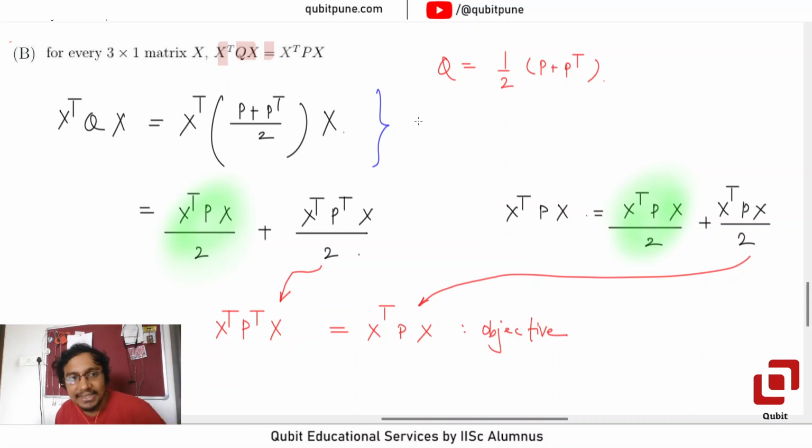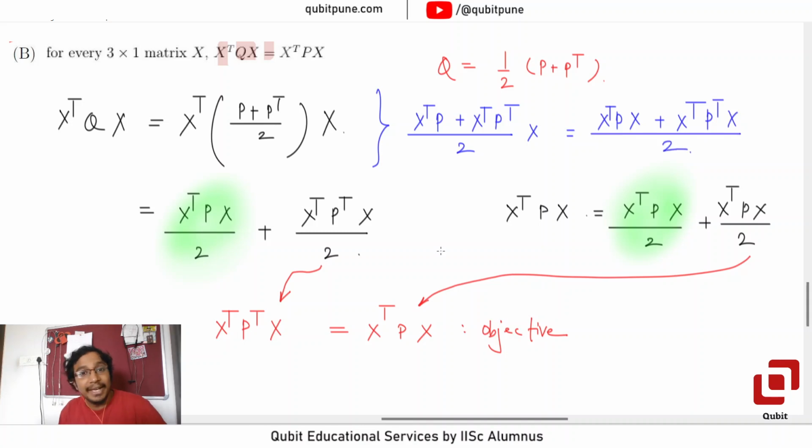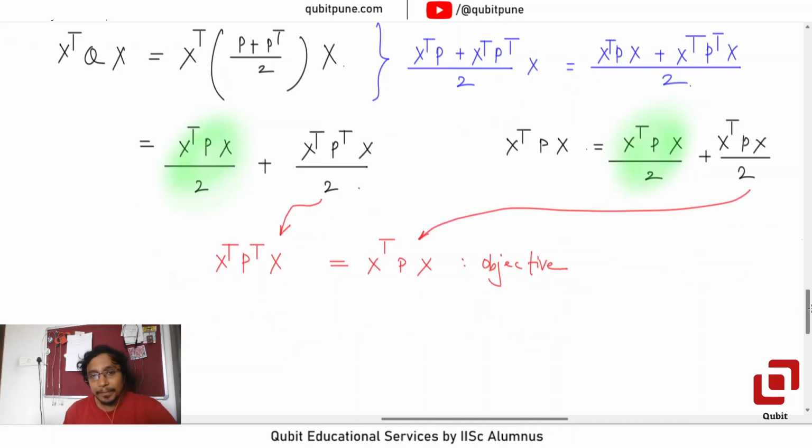Look, this is justified because of the way matrix multiplication is associated. We can start like this: X transposed P plus X transposed P transposed by 2 into X. This will be X transposed PX, by the distributive property, plus X transposed P transposed X by 2. Hence it now becomes equal to this. We just justified it, so these were not random steps. Got it?